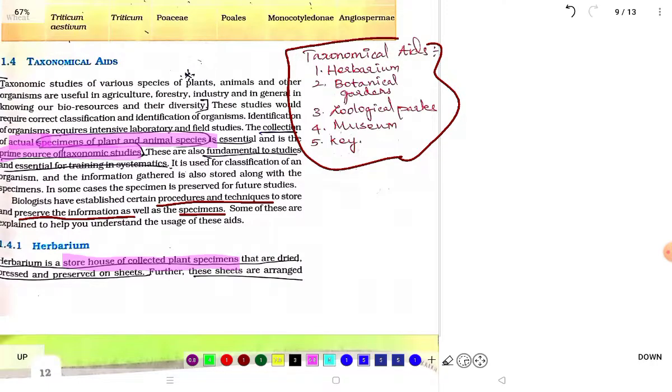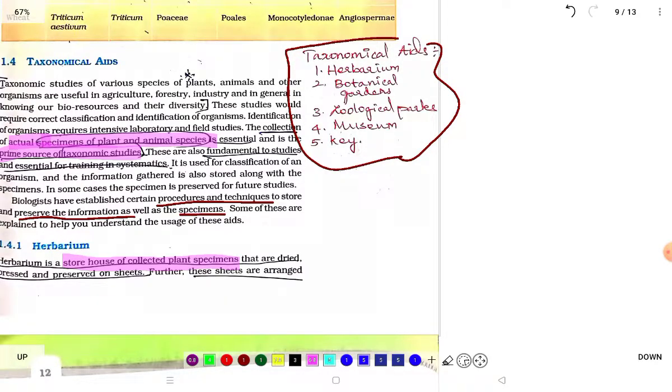There are three famous botanical gardens, such as Kew in England, and in India there are two that you have to memorize. And zoological parks, we have seen their uses. And museum, it stores the dried and preserved parts of both plants and animals, or it can store insects in a preservative solution, and it also has the skeletons of animals, etc.